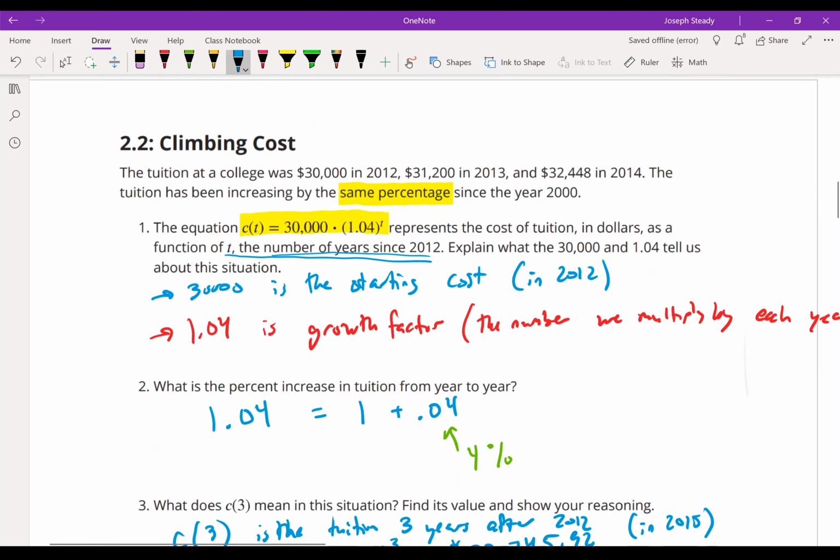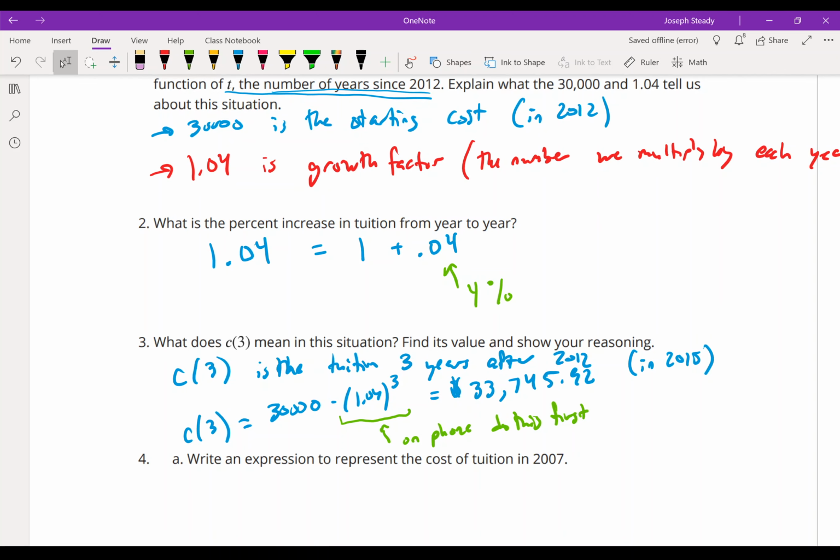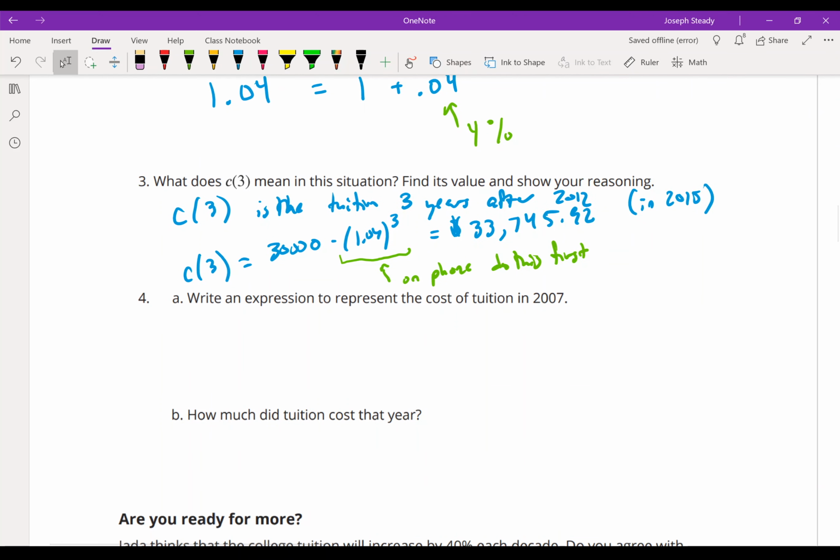Now let's do a quick common sense check. They tell us in 2014 that it's 32,448, so we've gone up a little bit higher since then, so our number seems pretty reasonable too. Okay, last part of this problem. Write an expression to represent the cost of tuition in 2007.